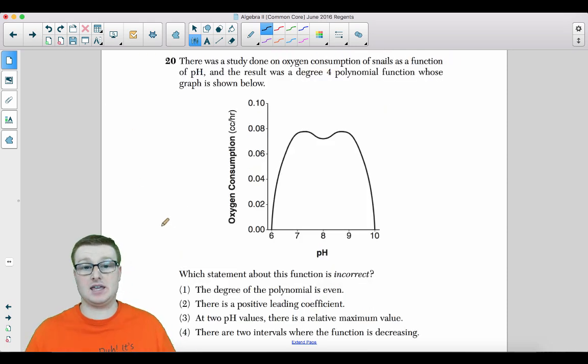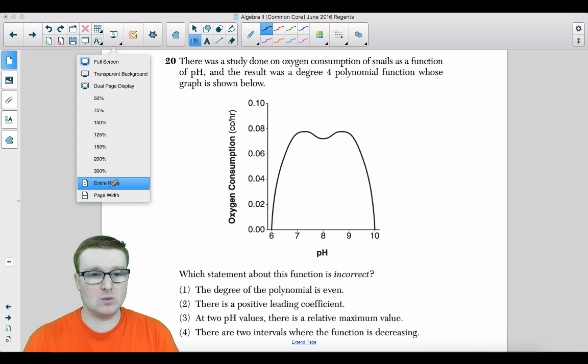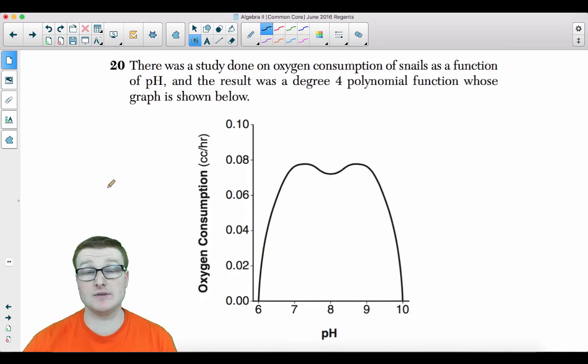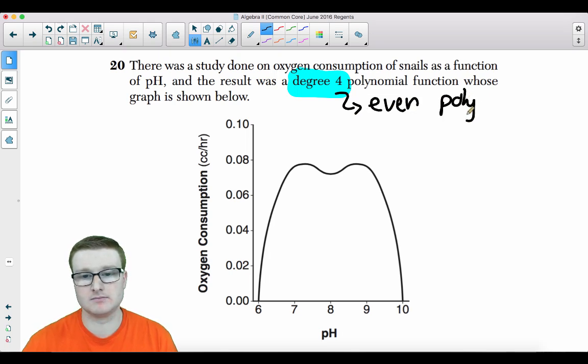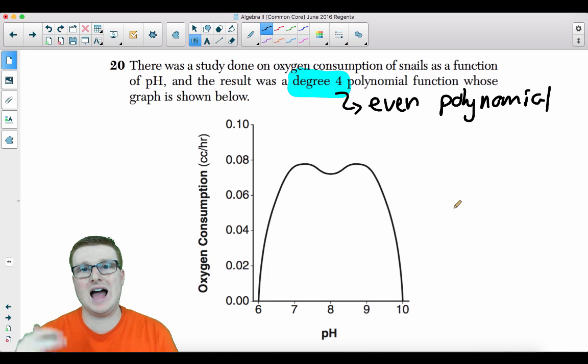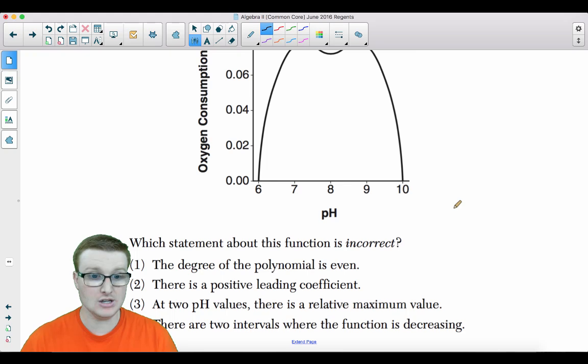Okay, number 20. This is not a stupid question, but you gotta know what you're talking about. So 20 says, there was a study done on oxygen consumption of snails as a function of pH. The result was a degree 4 polynomial function whose graph is shown below. By the way, folks, degree 4 literally means it's an even polynomial. What it's telling you is that the highest degree in that polynomial is 4. So, which statement about this function is incorrect?